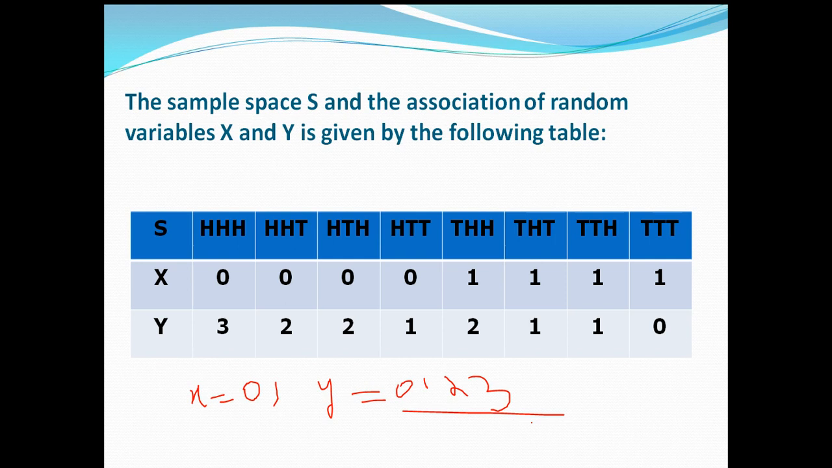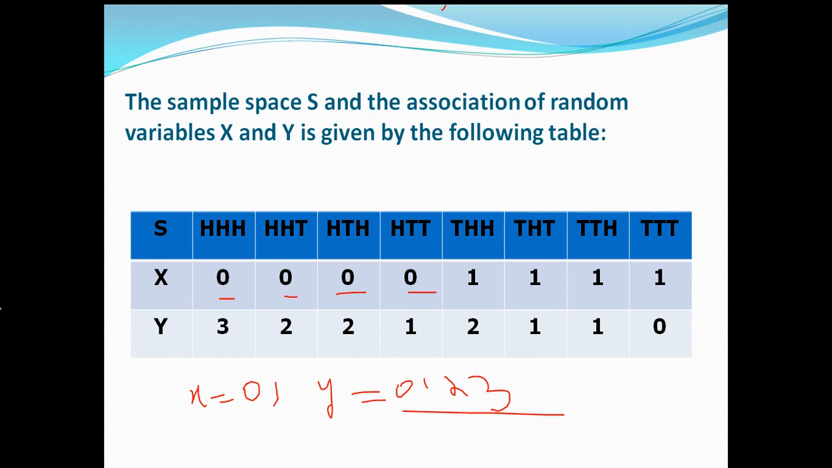Now let us find out the probability of x is equal to 0 and the probability of x is equal to 1 for the x distribution. So probability of x is equal to 0: how many times does x come as 0? You can see in the table here, x takes 0 here, this is 1, 2, 3, 4. So the number of possible outcomes when x is equal to 0 is 4.